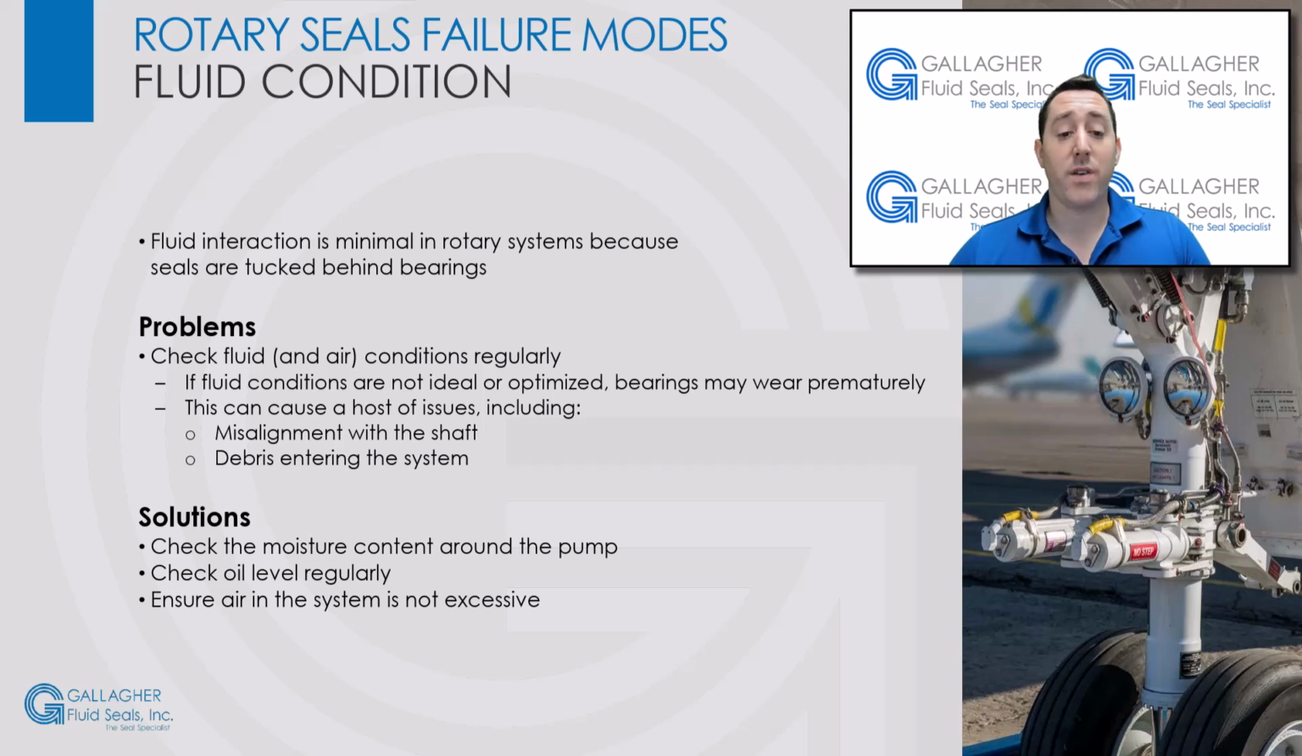If there is excessive air in the system, it can cause air bubbles around seals. If there is high moisture content around the pump, it can cause an imbalance of water content or water level in the fluid, leading to issues. And of course, you'll want to check the oil level, because it's very common for seal failure if oil levels are low. If fluid conditions are not ideal or optimized, bearings may wear prematurely.